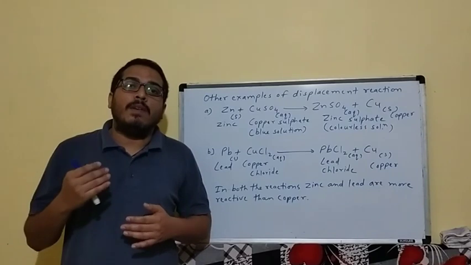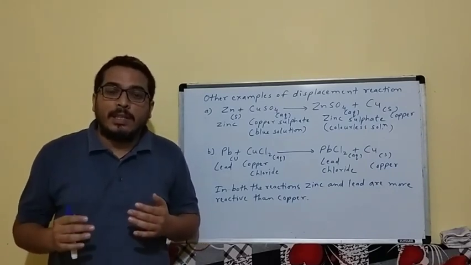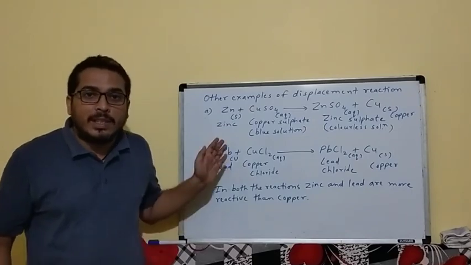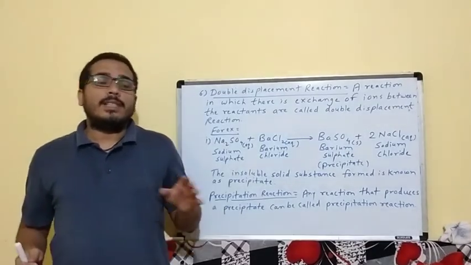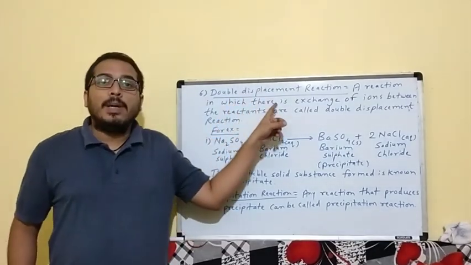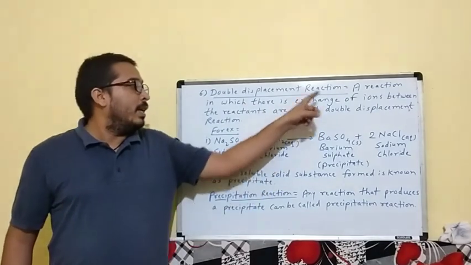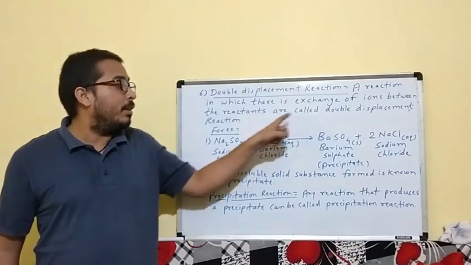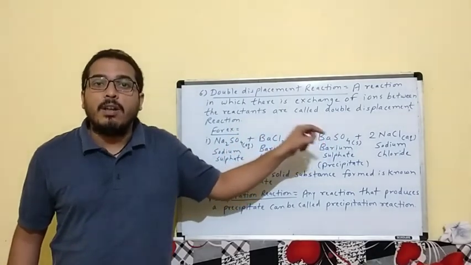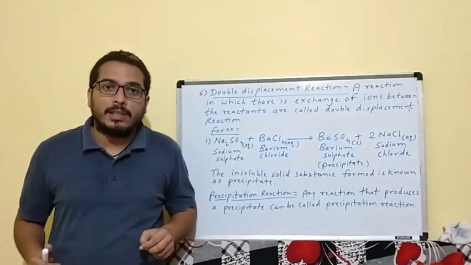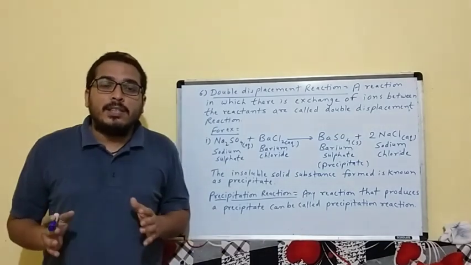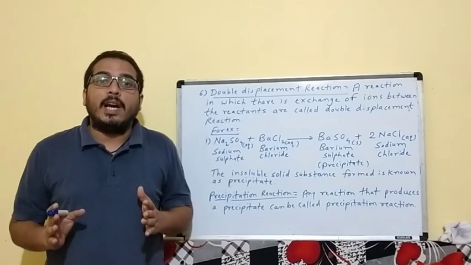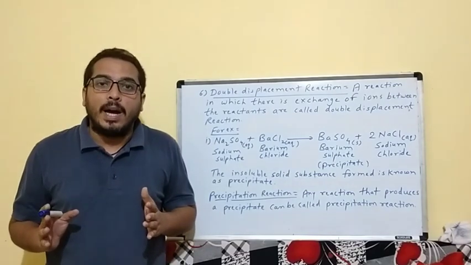Now we will see our next type of reaction, that is double displacement reaction. You can take the screenshot of this content. So our next type of chemical reaction is double displacement reaction. A reaction in which there is exchange of ions between the reactants is called double displacement reaction. Exchange of ions means, we know that generally ionic compounds are made by ions.